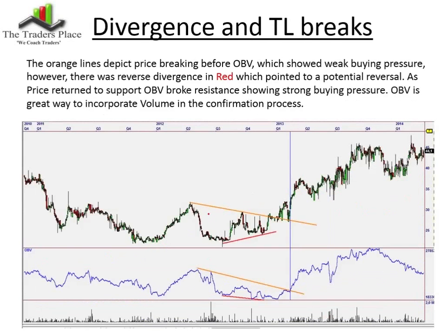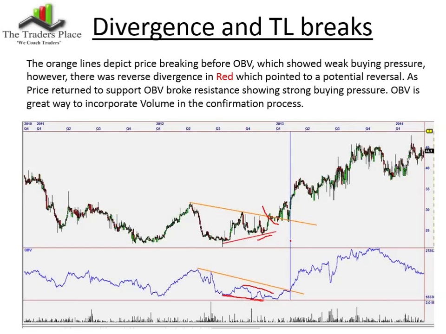The orange lines depict price breaking before on-balance volume. So here we can see the price breaking above the trend line, and on-balance volume at that same time is still trending down. We can just see it over there. On-balance volume then gave us reverse divergence. We had the price making a higher low, OBV was still making lower lows, and that would be called a slingshot if it was on the MACD. The idea is that there is selling pressure, so there's still quite a bit of volume going on the down days, but on the higher closes, not so much volume, but the price is moving.